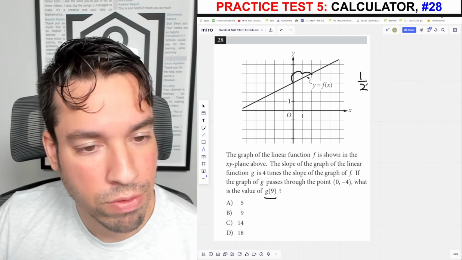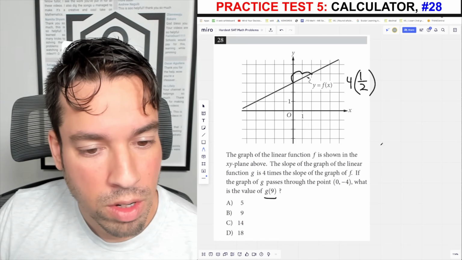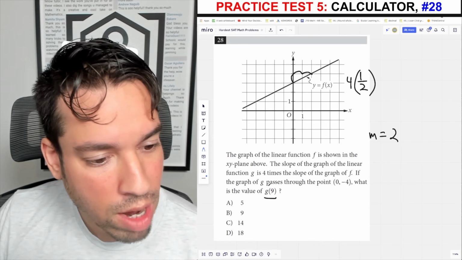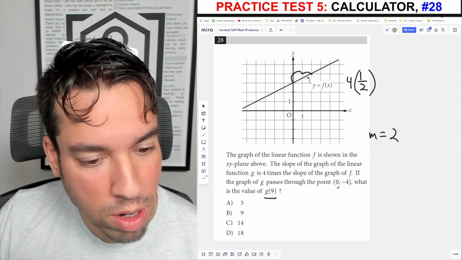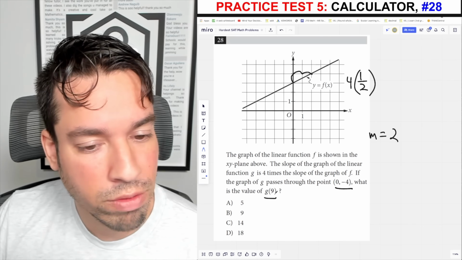The slope of g is 4 times that. Well, what's 4 times 1/2? It's, of course, 2. So the slope of g is 2. I'm going to write it like that. If the graph of g passed through the point (0, -4), and by the way, that's a y-intercept because the x value is 0, what is the value of g of 9?